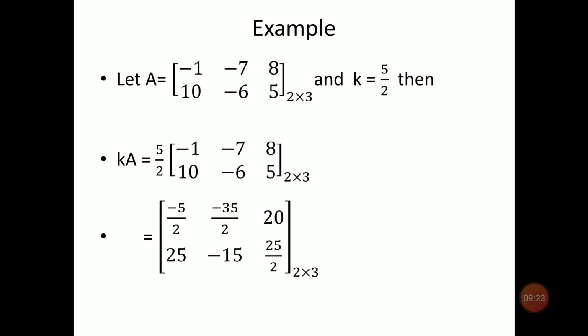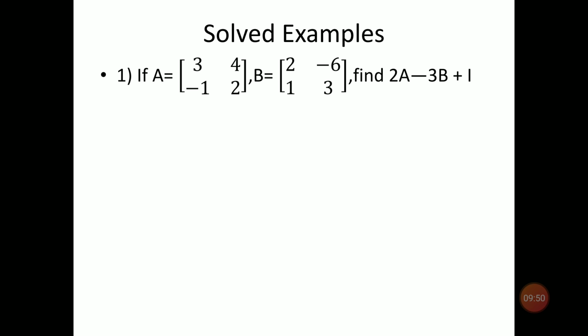So minus 1 into 5 by 2 is minus 5 by 2. Minus 7 into 5 by 2 is minus 35 by 2. 8 into 5 by 2, so here 2 will get cancelled. 2 4s are 8 and 4 into 5 is 20. So here 5 by 2 into 8, we get the answer as 20. So in this fashion we have to multiply every element of A by K and we get the answer. So this is how we define the scalar multiplication.